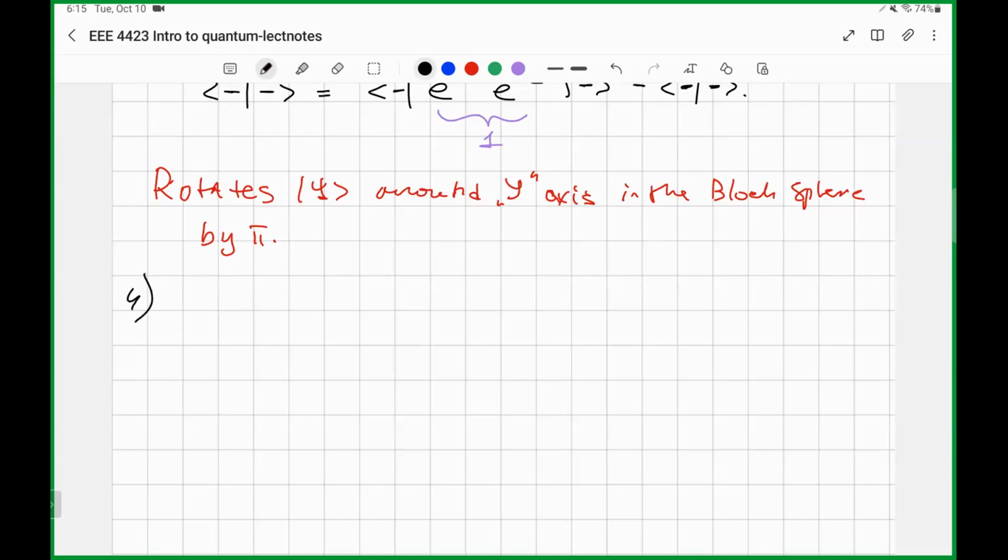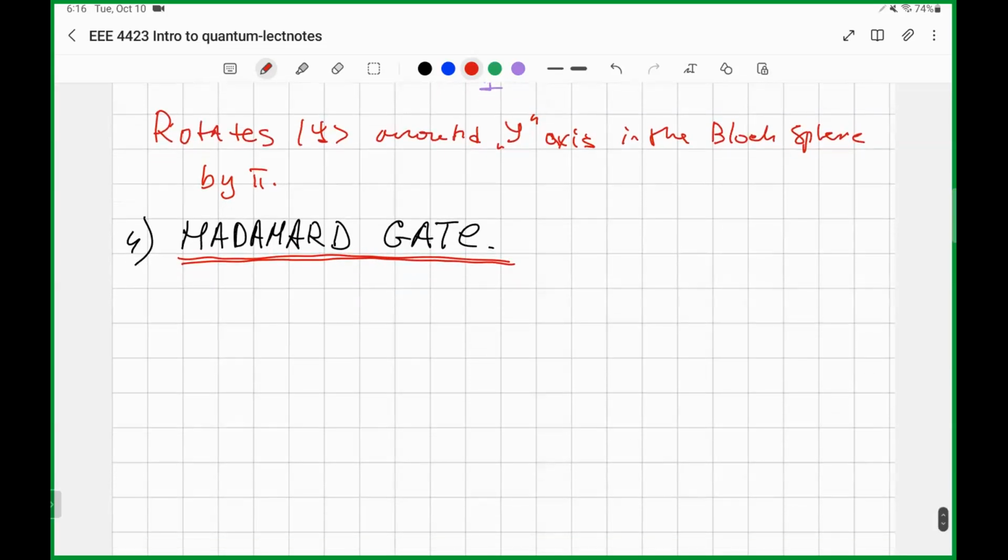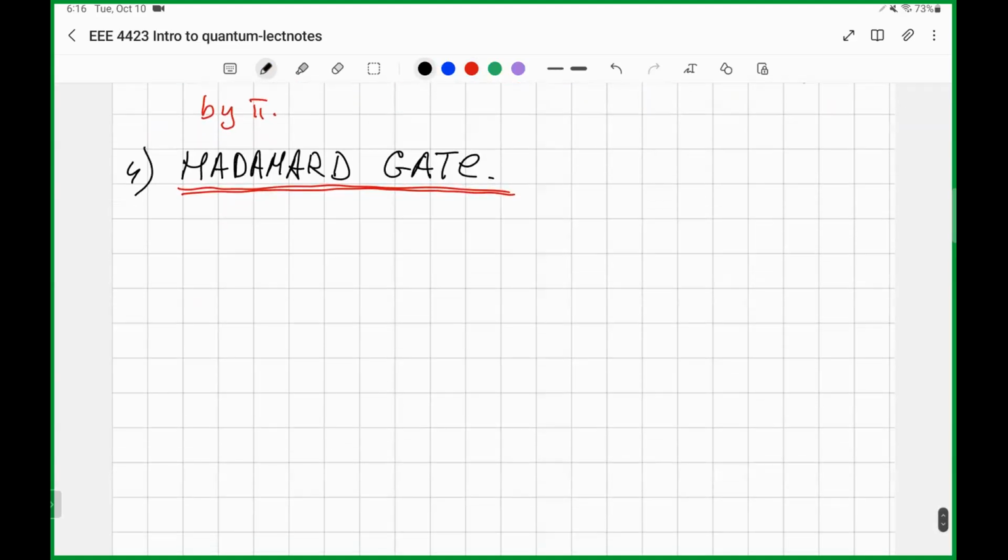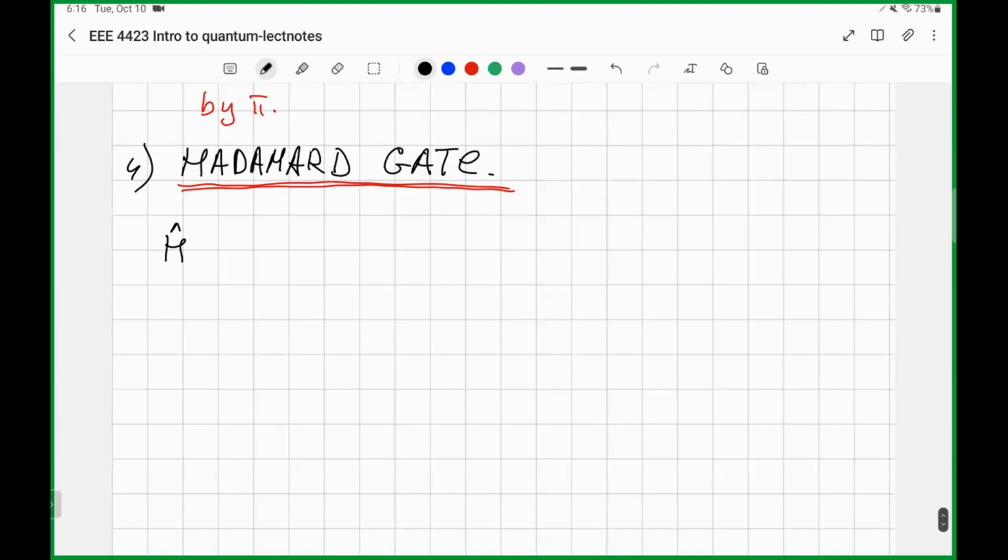So gate number 4 is the Hadamard gate. Okay, the Hadamard gate. This one is much more important. This one is important because it creates the superposition of states. The Hadamard gate is denoted by H in all textbooks, basically in all the resources, it's always represented by H.